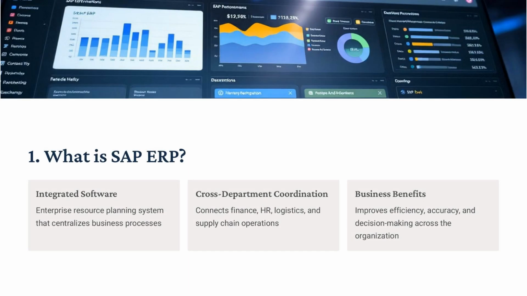1. What is SAP ERP and how does it benefit an organization? SAP ERP is an integrated enterprise resource planning software that helps organizations manage core business processes like finance, HR, logistics, and supply chain in a centralized system. By unifying data and automating workflows, it improves efficiency, accuracy, and decision-making across departments.